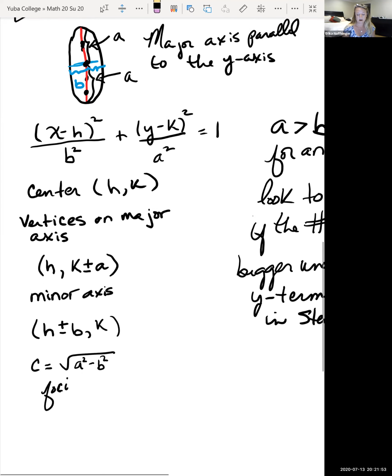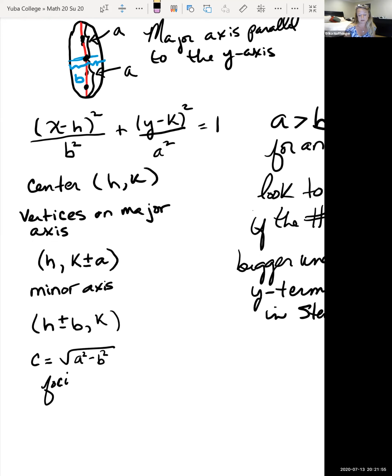that is on our major axis, which is parallel to the y-axis. It's going to affect our y value to get from the center to our focus. And so my x value is the same as the center, and my y value is going to be k plus or minus c.